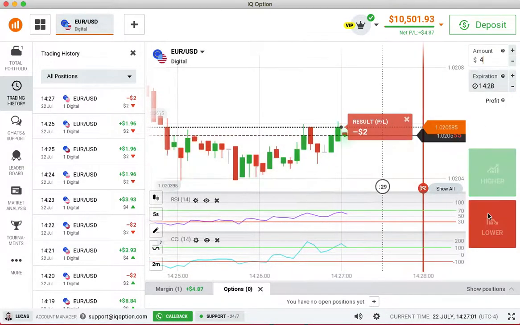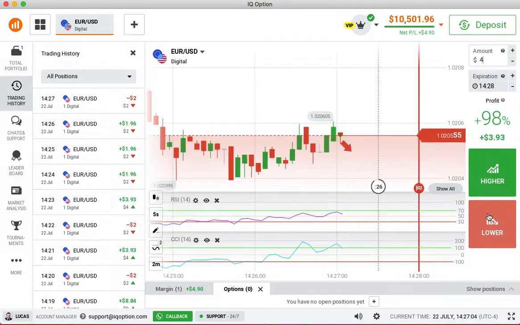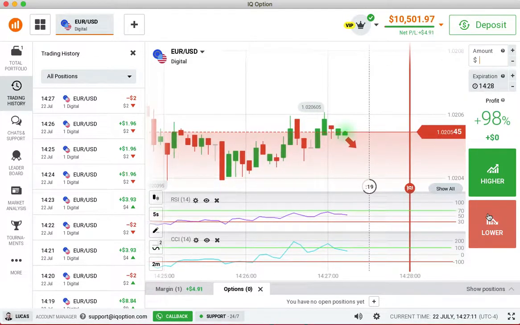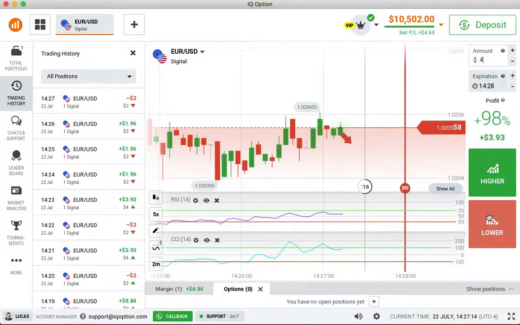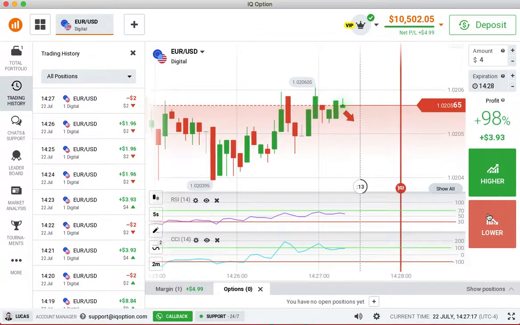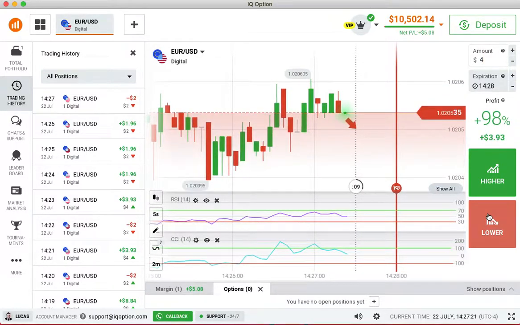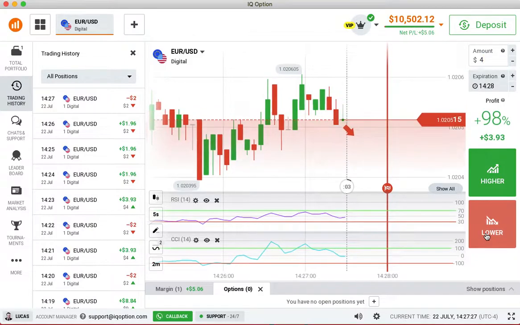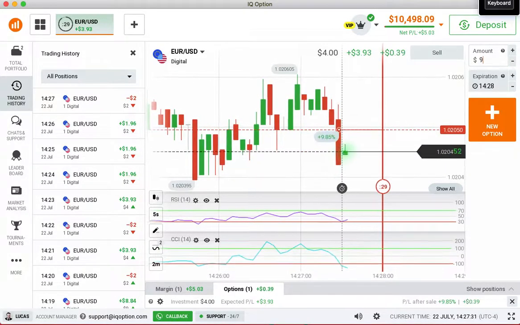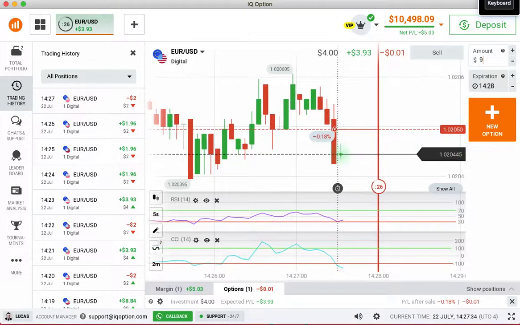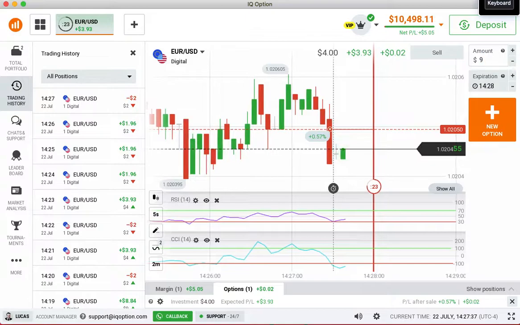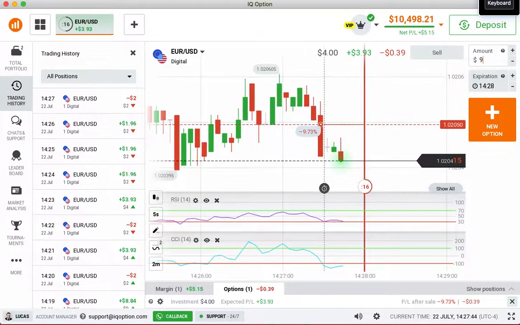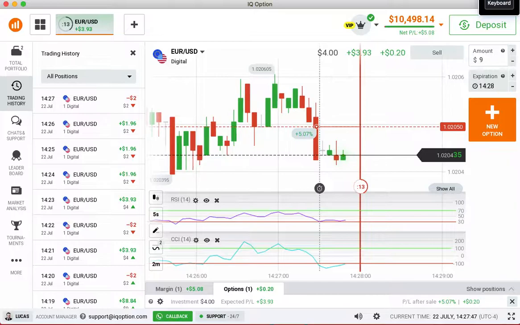And it works. It's the infinite trading method. So here we sell for 4 and we wait, and if 4 loses we do 9, and so on and so forth. When this trade wins, we're going to stop this video.